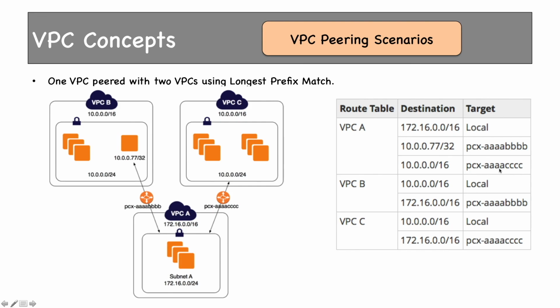There can be a lot more scenarios like this, but I hope you get the idea and concept of how VPC peering can be helpful to connect multiple VPCs in the same or different region, within the same or different account.